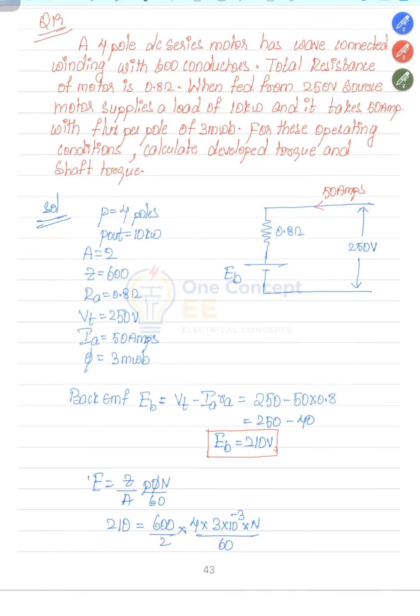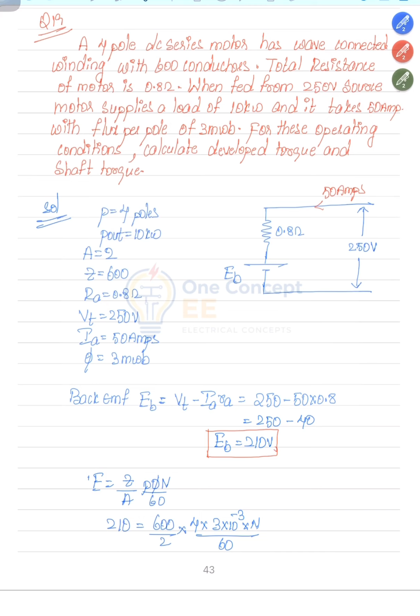Here is one of the DC series motor questions. In this question, the main concept is based on what is developed torque and what is shaft torque. Here in this question they are asking to find the developed torque and shaft torque. We should mainly know the difference between shaft torque and developed torque.